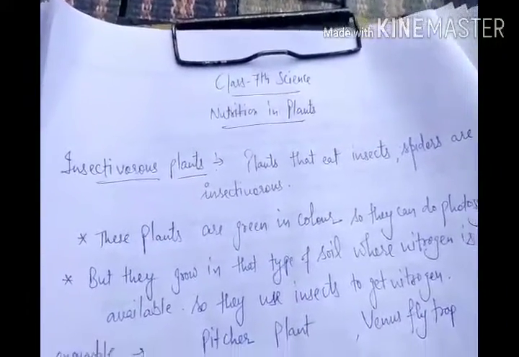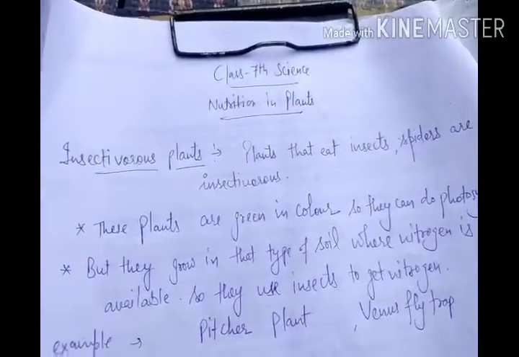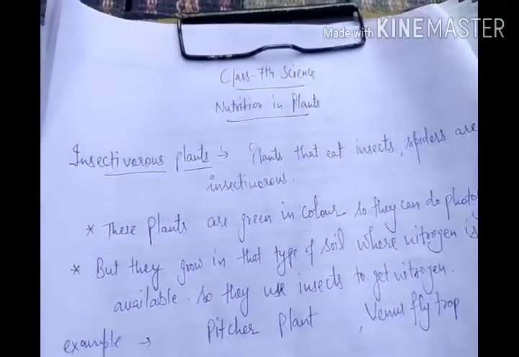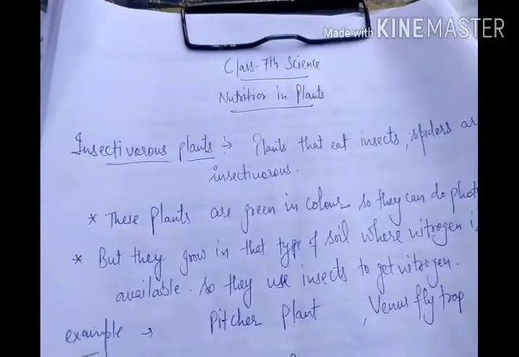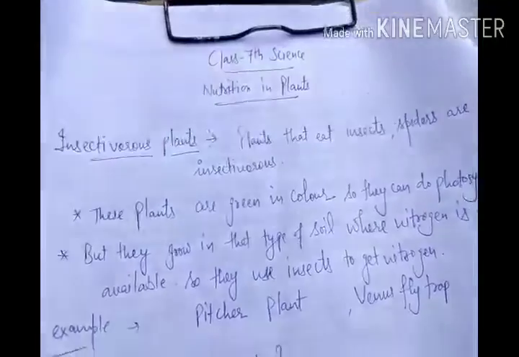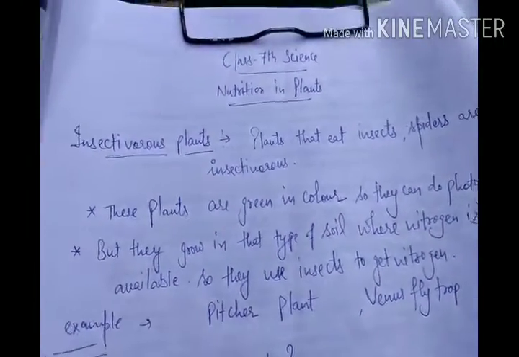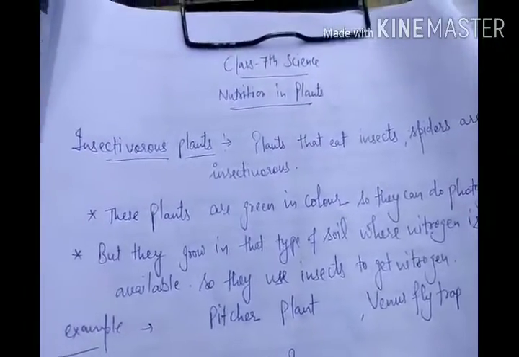Now you will wonder how it can use insects, because plants don't have teeth, they don't have a tongue, they don't have any kind of digestive system. So how do they use insects in their body? So these plants have some kind of special cells which can easily digest the insects for their food.